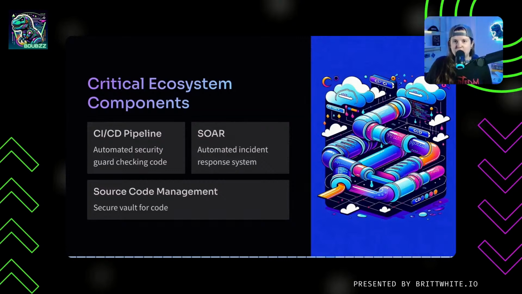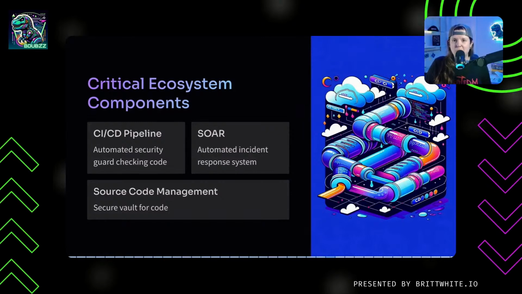SOAR, or Security Orchestration, Automation, and Response, acts as your automated incident response system. Like a tireless security expert, SOAR continuously monitors your development process, detecting and responding to potential threats throughout the entire development lifecycle. Then SCM, or Source Code Management, functions as your code vault keeper. It provides a secure vault for your code with access controls, digital signatures, and detailed audit logs. Every change is tracked and logged, making sure there's complete accountability for code modifications.